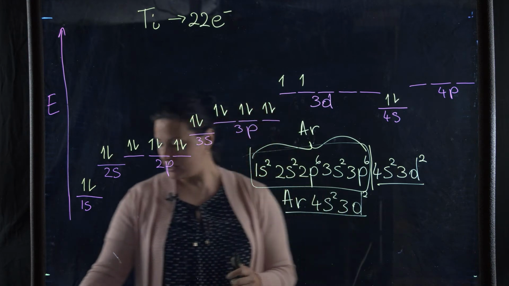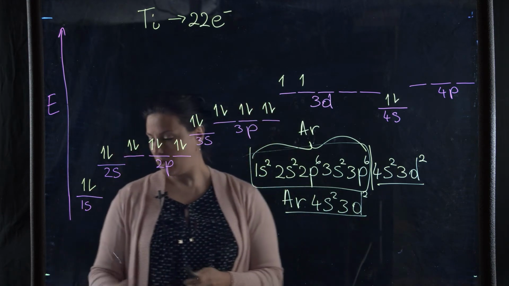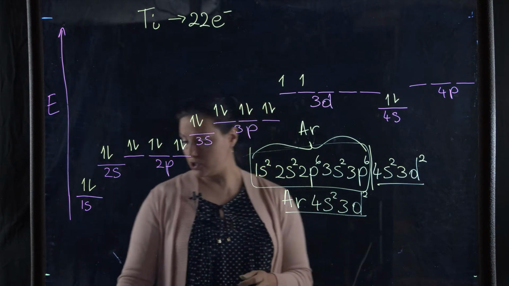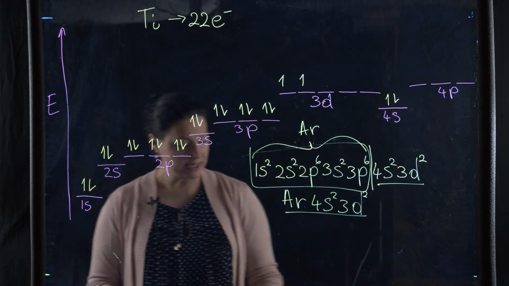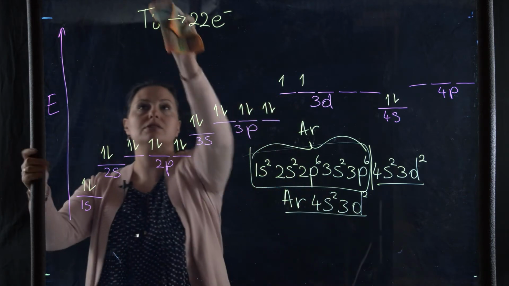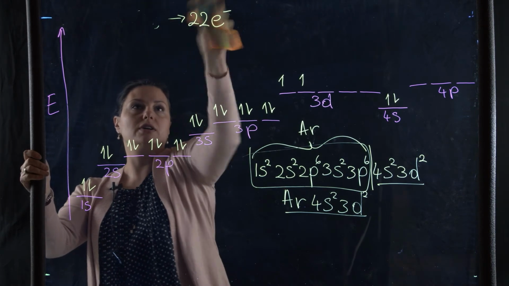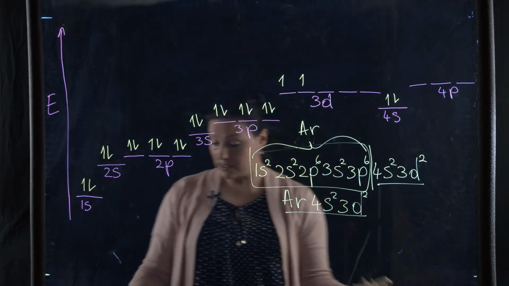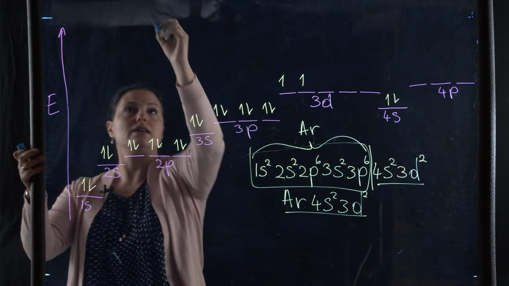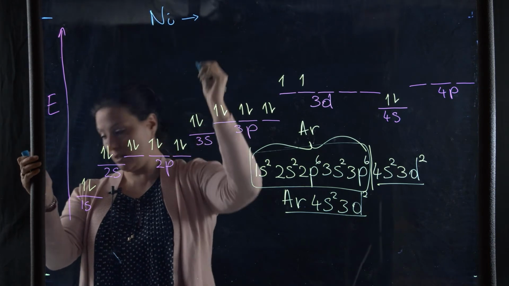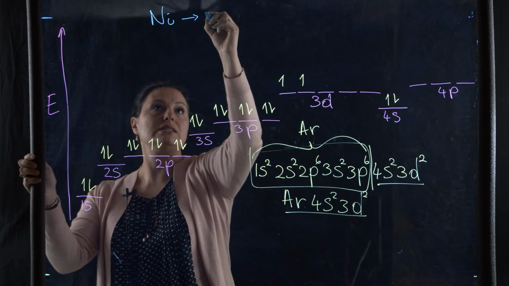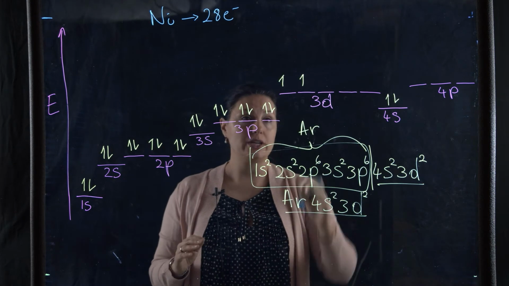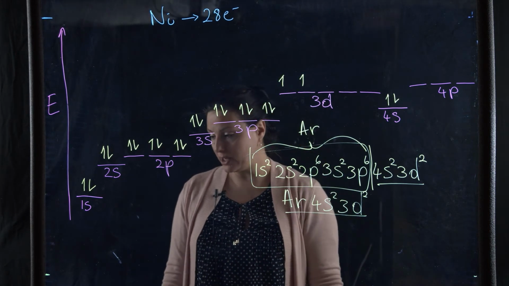Okay, for the next problem, we are going to work on nickel, which is on slide 29. And nickel, I'm just going to continue with a different color here, because it's very similar to titanium. Nickel is element number 28, which means that it has 28 electrons. Okay, and titanium was number 22, so we had 22 up to here.